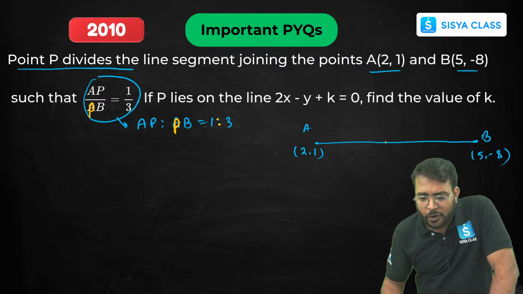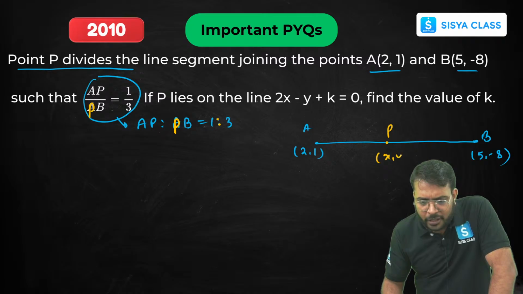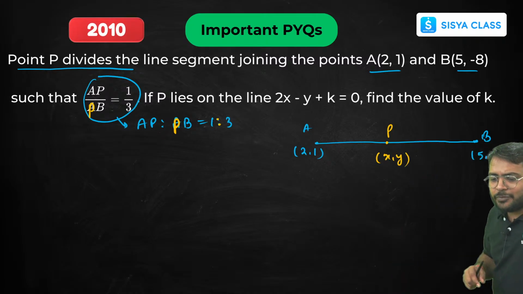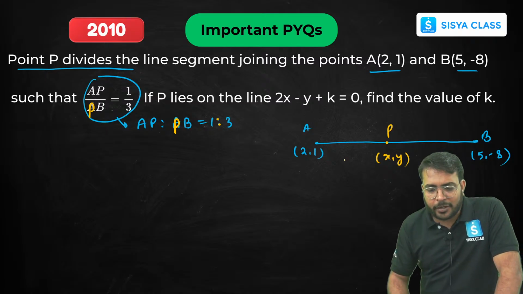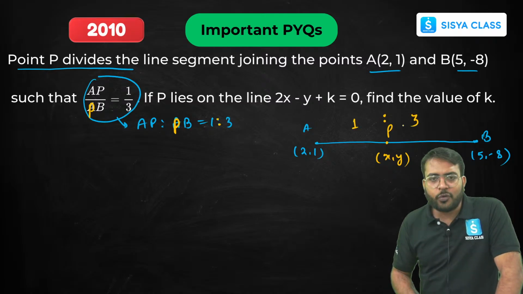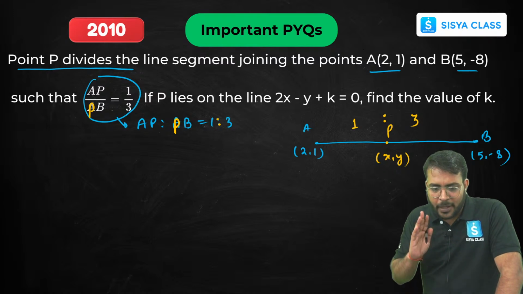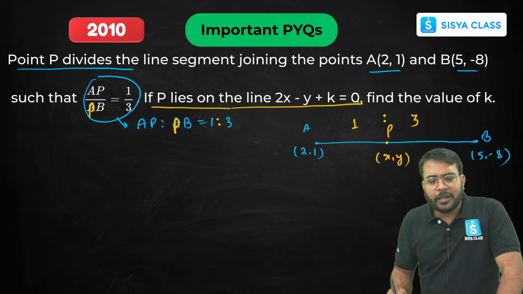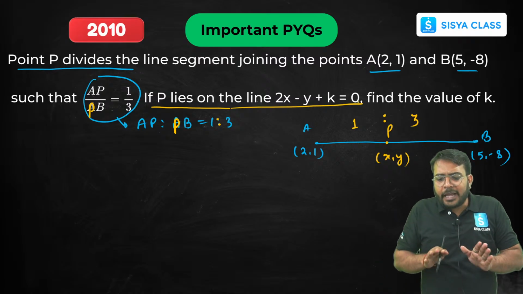They are saying that this is in the ratio of 1:3, all right. The coordinates of point P they have not given. They are just saying that this point P is dividing your line segment AB in the ratio 1:3. After this they are saying that this point P is lying on this line. There is one line.